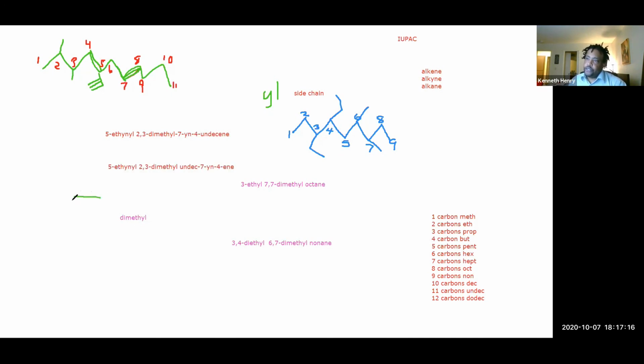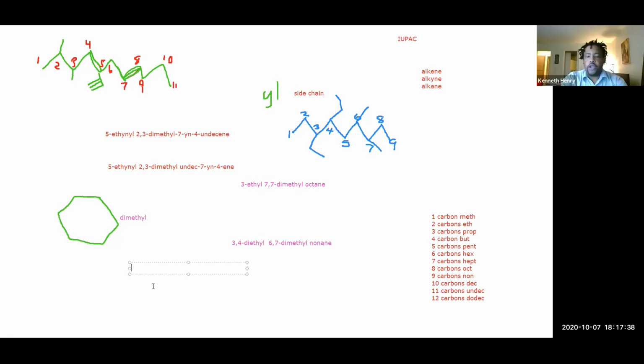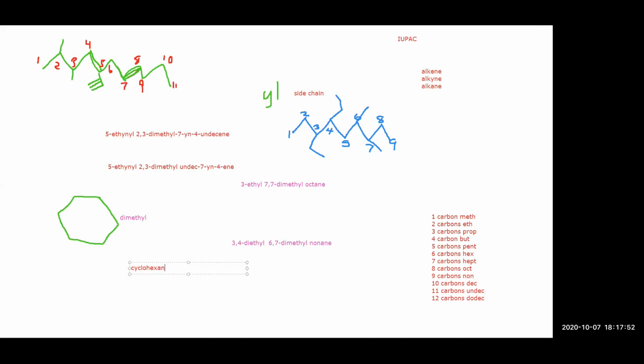So if I have six, okay, 1, 2, 3, 4, 5, 6. So this guy has 6 carbons, right? What is the 6th carbon called? Hex. Okay, so that would be my prefix. So I would call this guy cyclohex-ane, ene, or yne? A-N-E. Hexane. Cyclohexane.